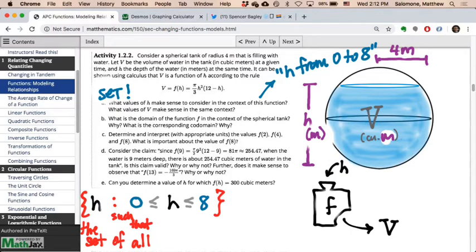What about v? What are the values of v that make sense in this context? So that was also asked in part A. We didn't talk about it yet. Now's a good time. What values can v take on?